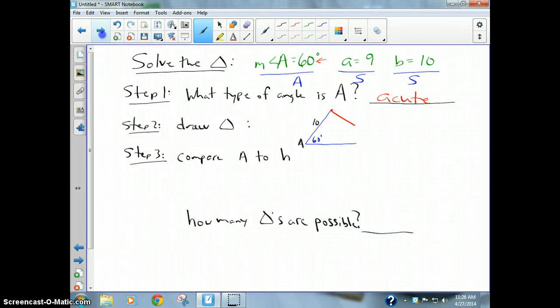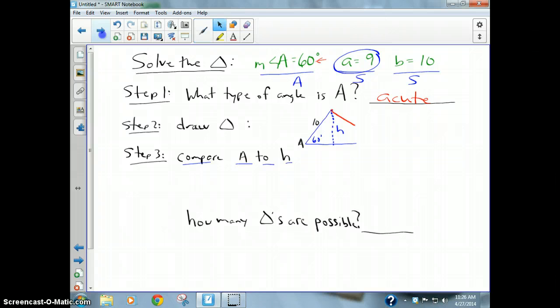It's hinged right there, but I don't know if it's going to be able to touch my bottom blue line or not. So what I got to do is figure out the height. Now we know A is 9. It's less than B, but how does that compare to H? Okay, so there's my triangle. Now we got to compare A to H. So we got to figure out H.